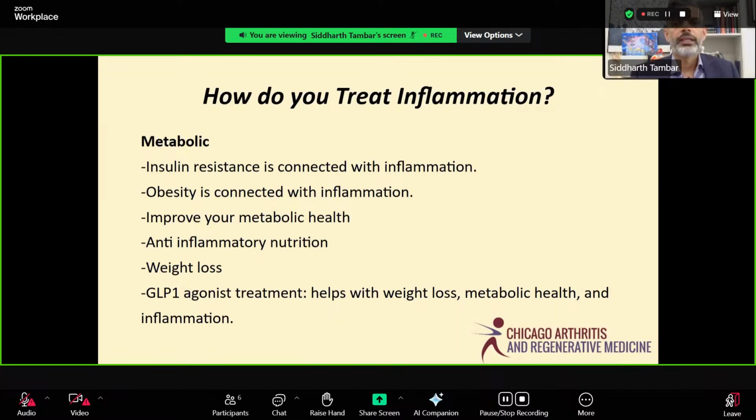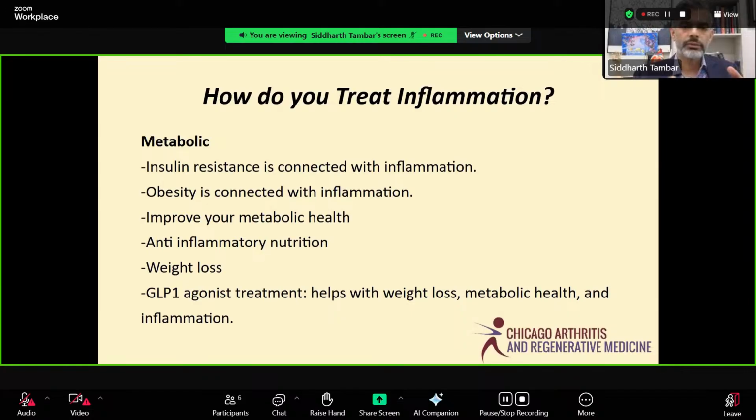Okay, great. So how do you treat the inflammation component that you see in arthritis conditions? So there's a few different things you have to keep in mind. Number one is, do you have inflammation from a metabolic problem? So let's say you have insulin resistance. We know that can be connected with inflammation. We know obesity can also be connected with inflammation. The actual fat cells excrete what's called adipokines that can cause inflammation. So we know that improving your metabolic health can actually improve your inflammation.